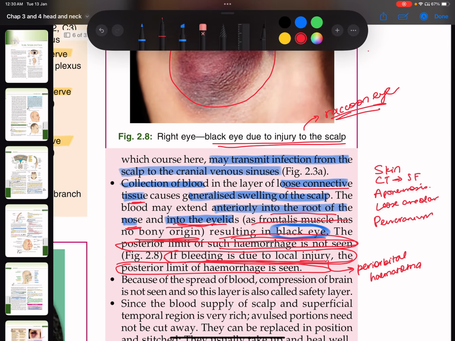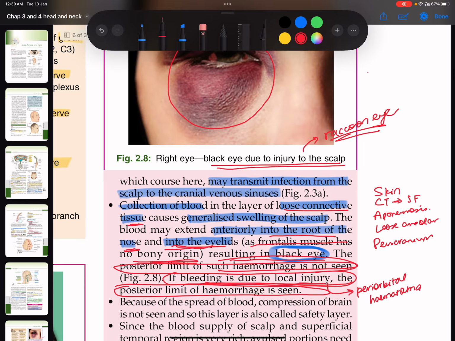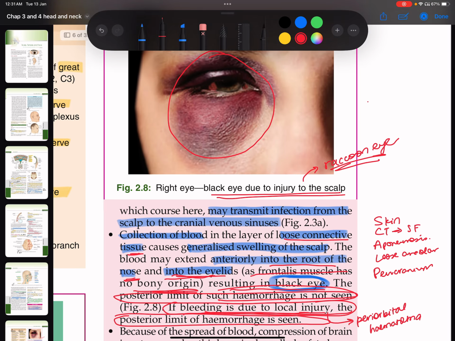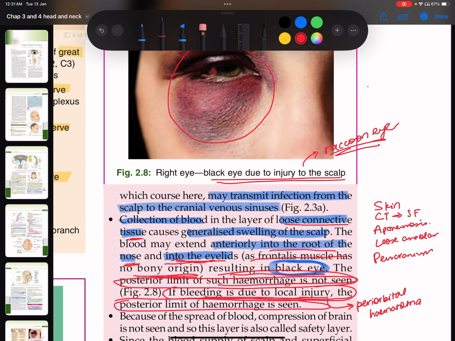In the case of raccoon eye, the injury is caused at the scalp or head region. Someone probably fractures a bone of the skull or something like that. The blood travels all the way from there, and since the frontalis muscle has no bony origin, it is free to flow into the base of the nose as well as the eyelids. So that's raccoon eye, and the other one was periorbital hematoma, which is due to local injury.